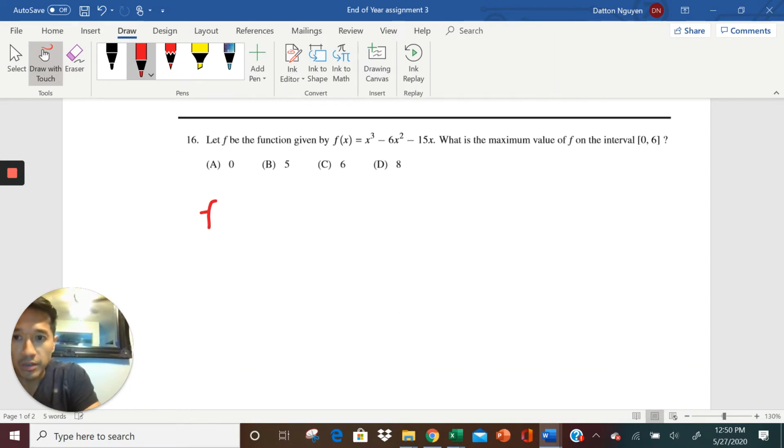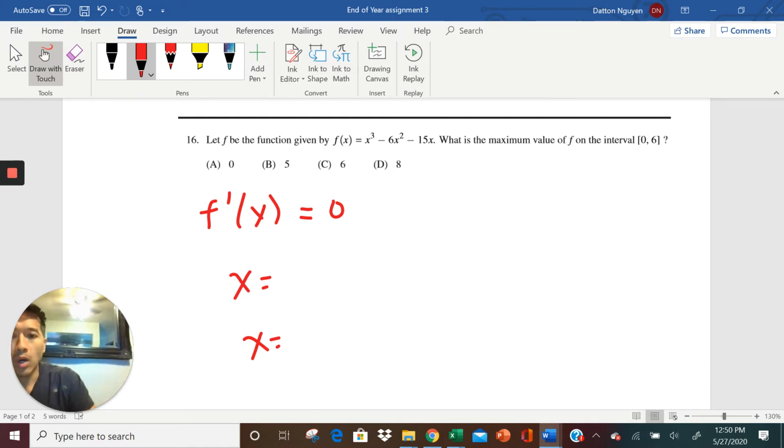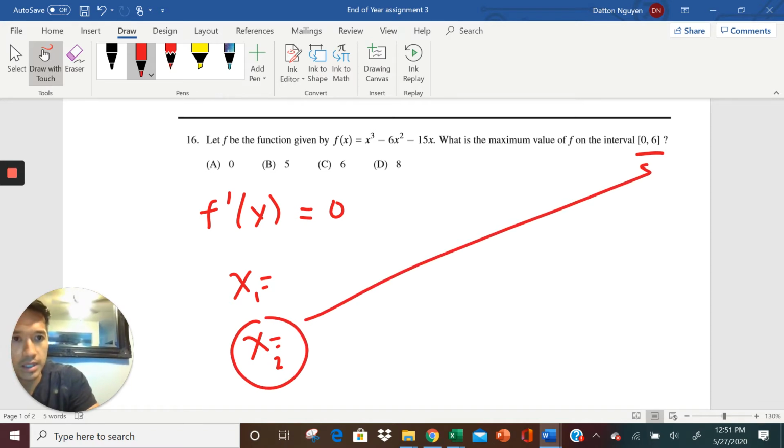You have to find the first derivative and set it equal to 0. This will be quadratic. So that means x will equal a certain value and x will equal a certain value, at which the quadratic will equal 0. Okay? But only one of those x values will lie in the interval 0 to 6. You will test that value. Okay? So I'll call them x1 and x2. Let's say, for example, it's x2 that lies here.